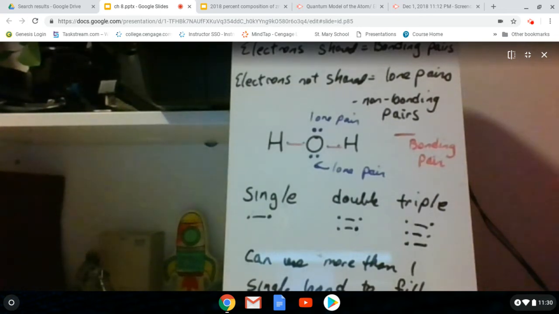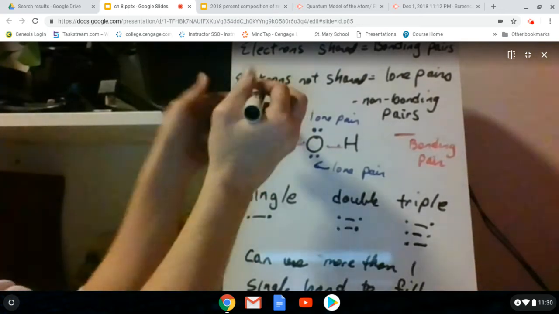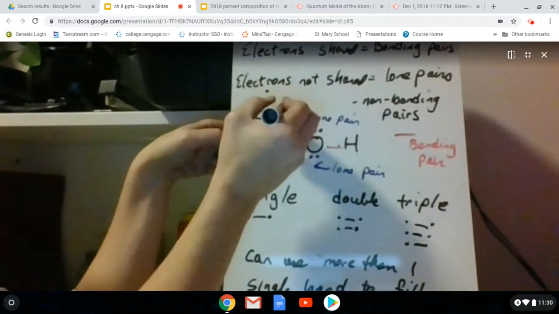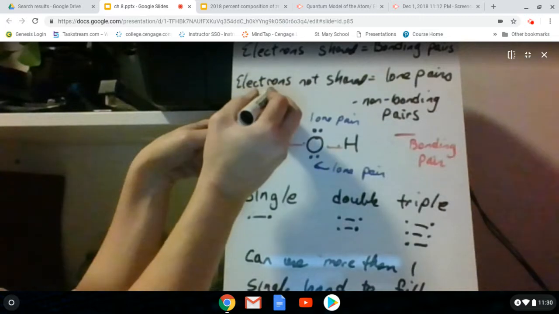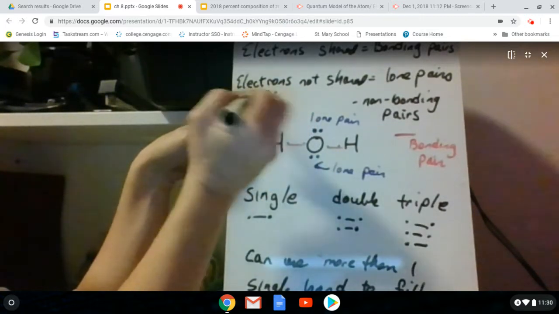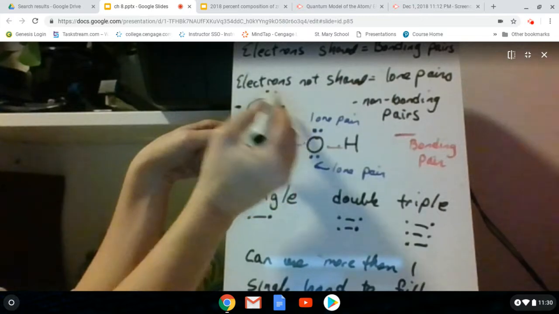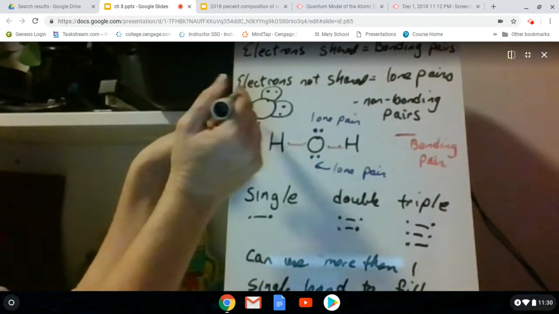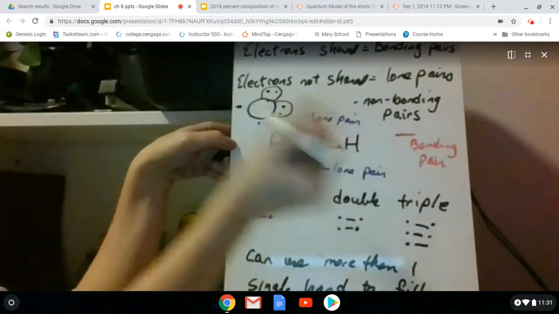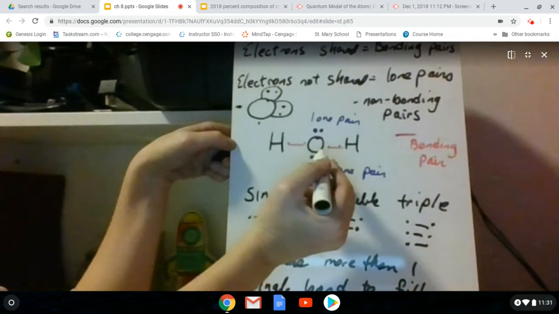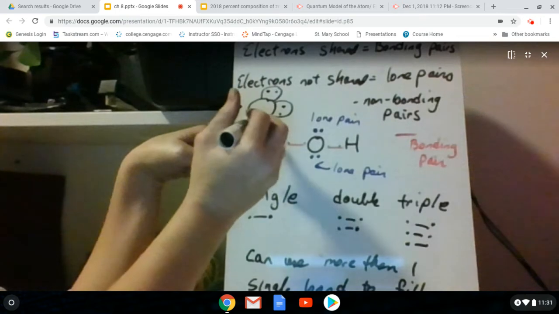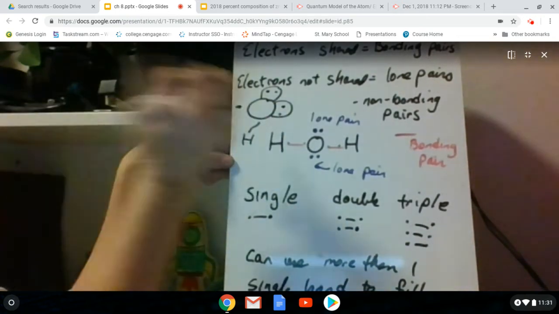So let's look at a structure of water. If we have our oxygen atom, oxygen has 6 valence electrons. So we're going to go 1, 2, 3, 4, 5, 6. Therefore, oxygen has 2 lone pairs here and there, and it has 2 electrons that can form a bonding pair. It just so happens that in the structure of water, hydrogen also only has 1 electron available. So they create a bonding pair.